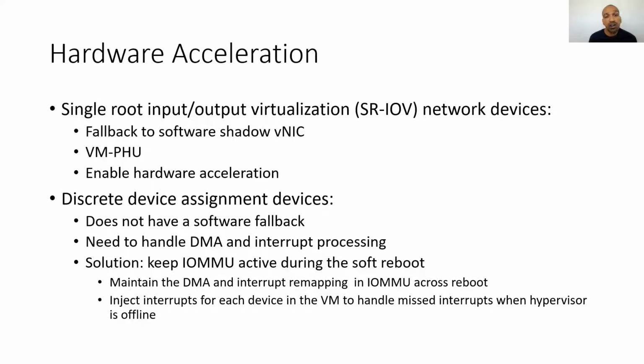DDA devices are harder to handle as there is no software fallback. The device is exposed to the VMs, and we need to handle DMA and interrupt processing across the update. We solve this issue by keeping the IOMMU active during a reboot. That helps us maintain the DMA and interrupt remapping capabilities in the IOMMU across the reboot. We then inject interrupts for each device in the VM, as there is a small period of time when the hypervisor is offline and may miss some interrupts. The injection of the interrupts allows the device drivers inside the guest VMs to process any missed interrupts during this time period.